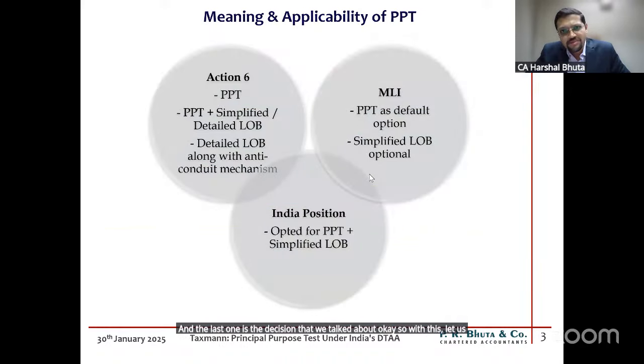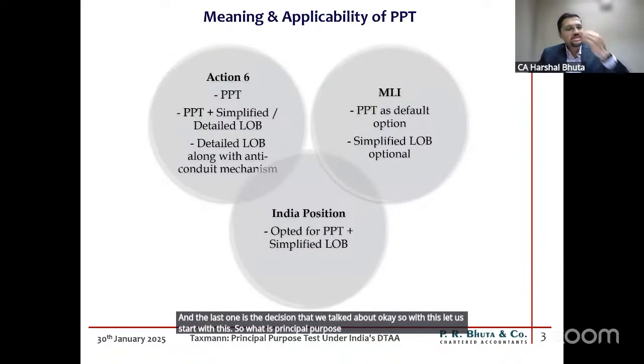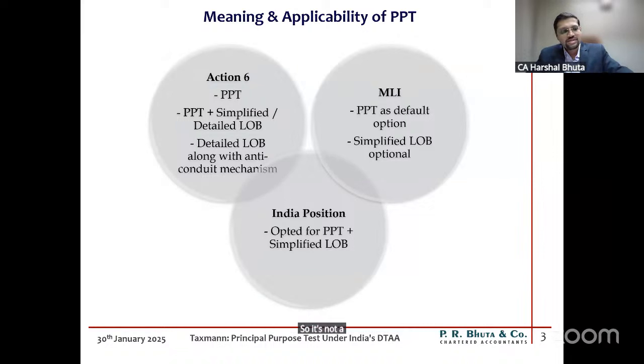So what is the principal purpose test? The principal purpose test is a provision that is actually a minimum standard which came out of the BEPS action plans. Action plan 6 is the action plan which deals with the principal purpose test. The principal purpose test is a general anti-avoidance rule. It's not a specific one. Okay, so there is some kind of misconception that PPT is specific.